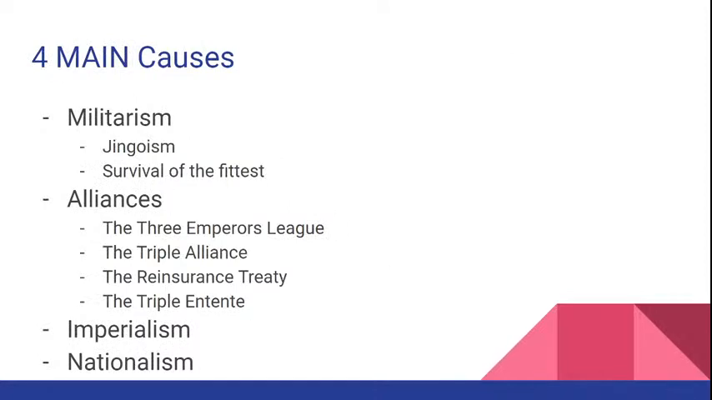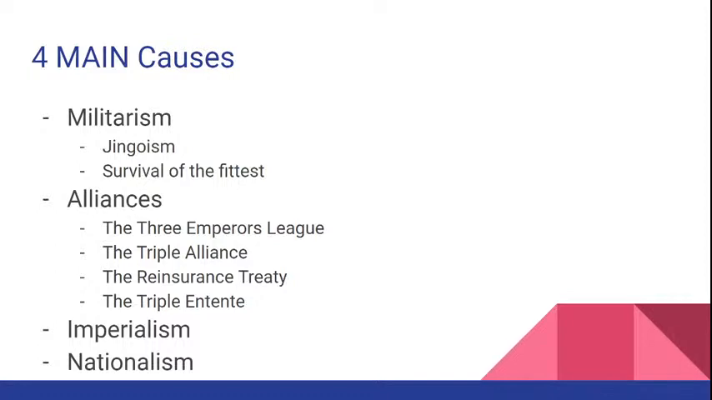We start with militarism. We had this idea of jingoism, which is one's love for war. And we have this whole idea of survival of the fittest. So countries that are more militarily powerful have the right, in their minds, to invade other countries that might be less militarily powerful. And then we have the concept of entangling alliances.